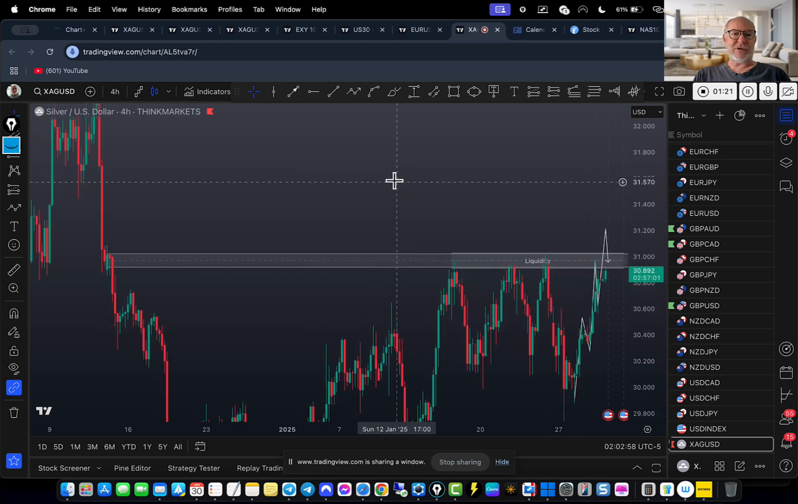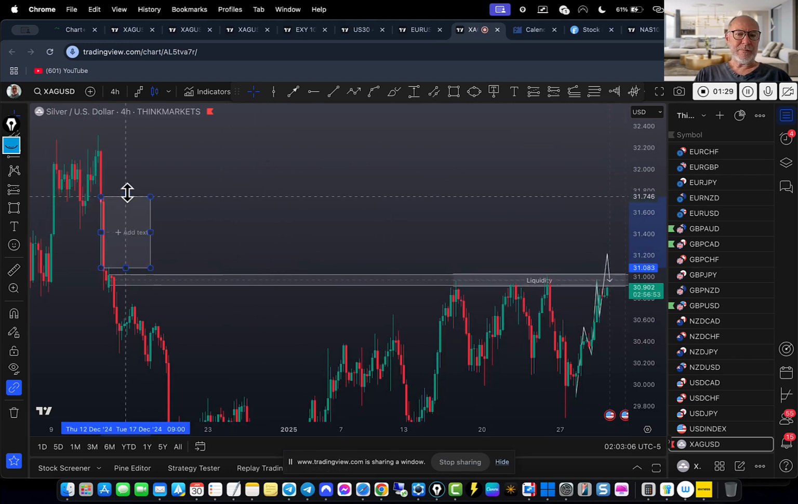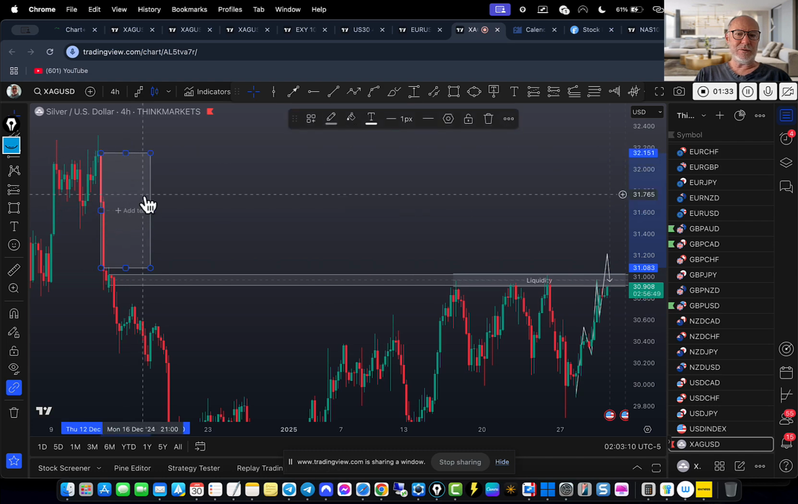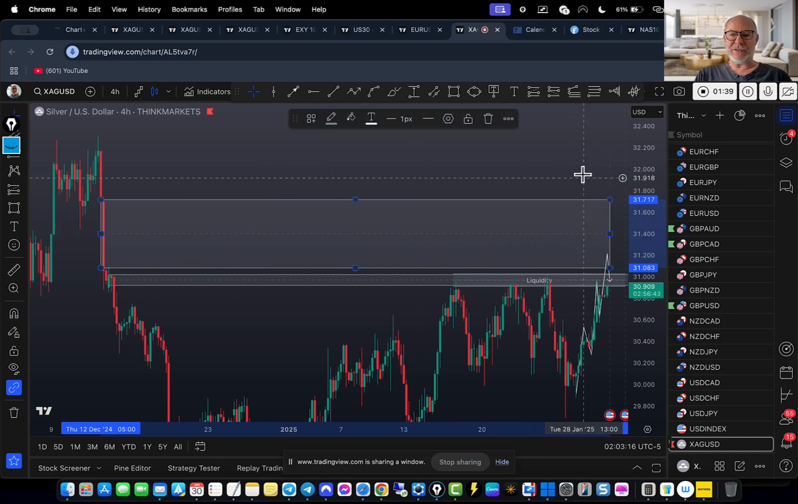And look what we've got over here on the left. This thin candle gap all the way through to here and beyond. Right, so we've got this equity void all the way. Okay, so big level here that we can trade through.